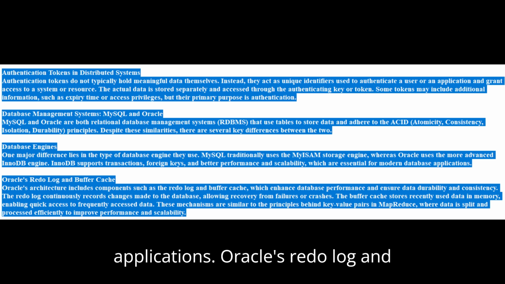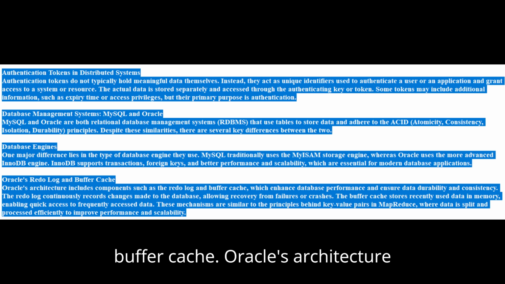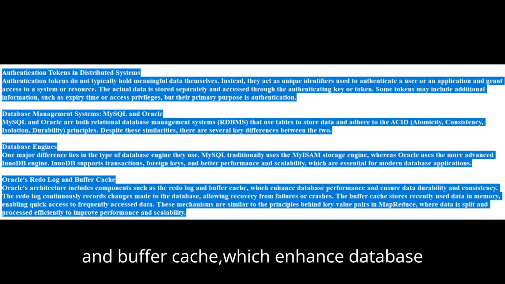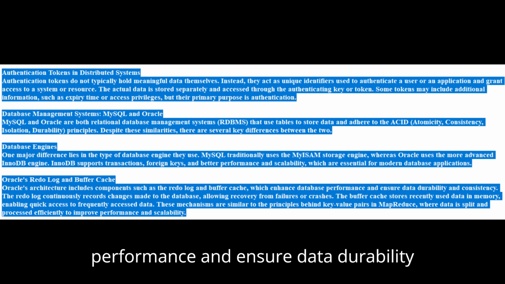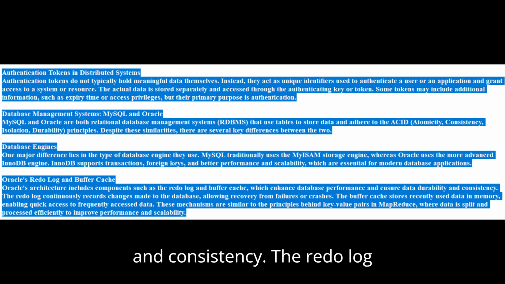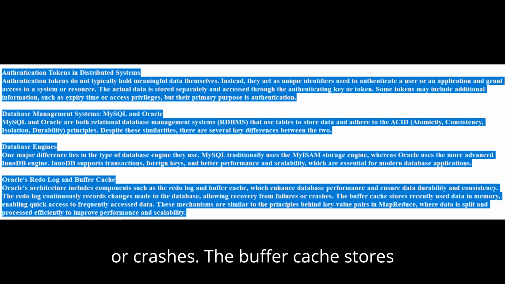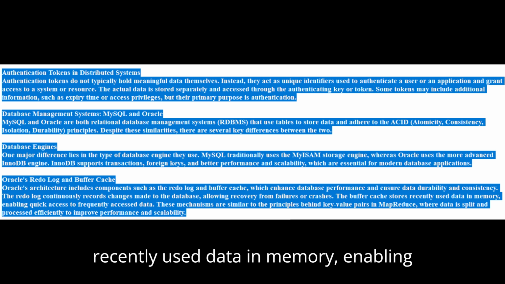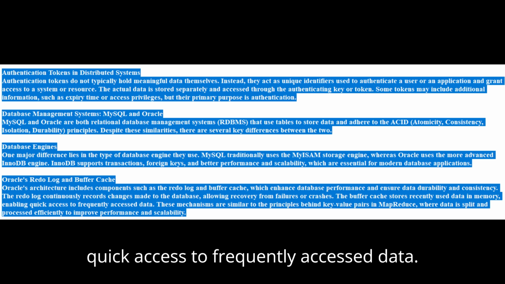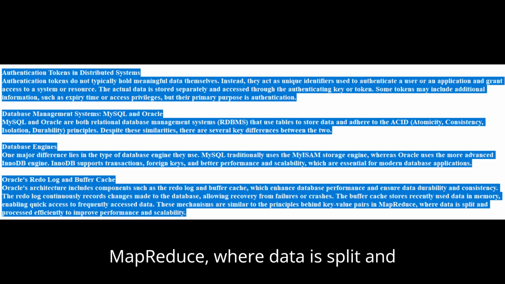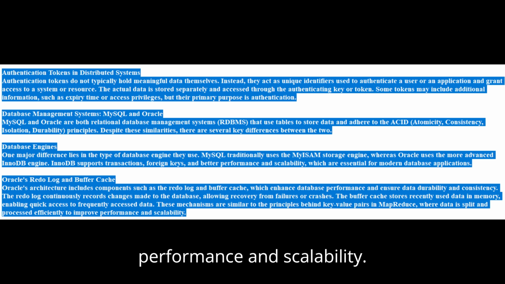Oracle's redo log and buffer cache. Oracle's architecture includes components such as the redo log and buffer cache, which enhance database performance and ensure data durability and consistency. The redo log continuously records changes made to the database, allowing recovery from failures or crashes. The buffer cache stores recently used data in memory, enabling quick access to frequently accessed data. These mechanisms are similar to the principles behind key-value pairs in MapReduce, where data is split and processed efficiently to improve performance and scalability.